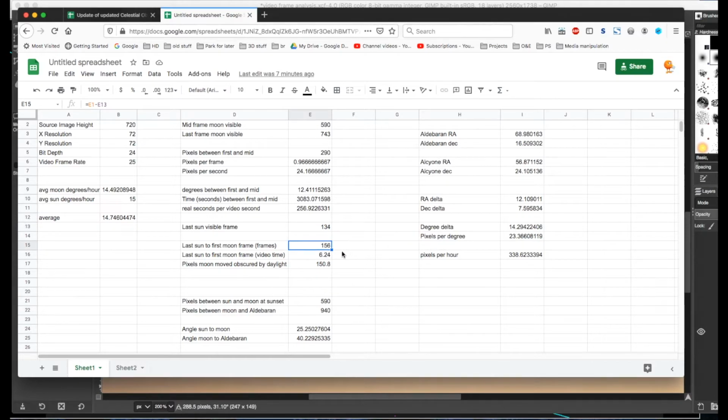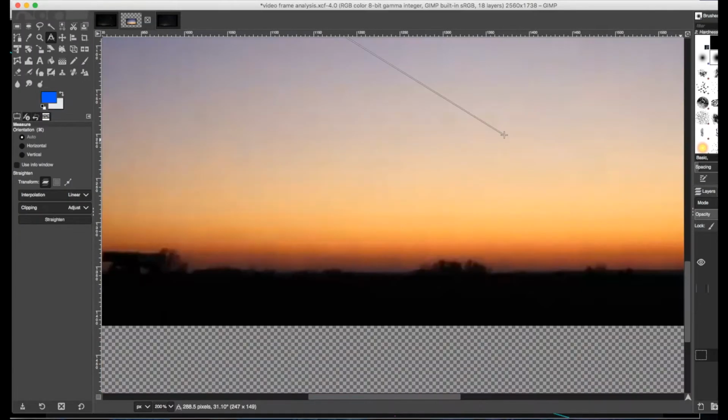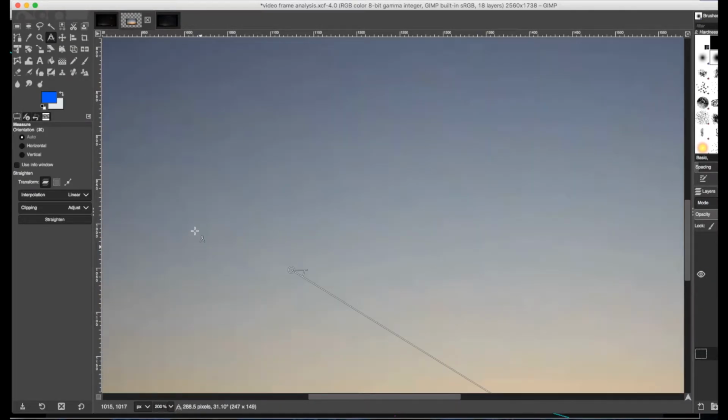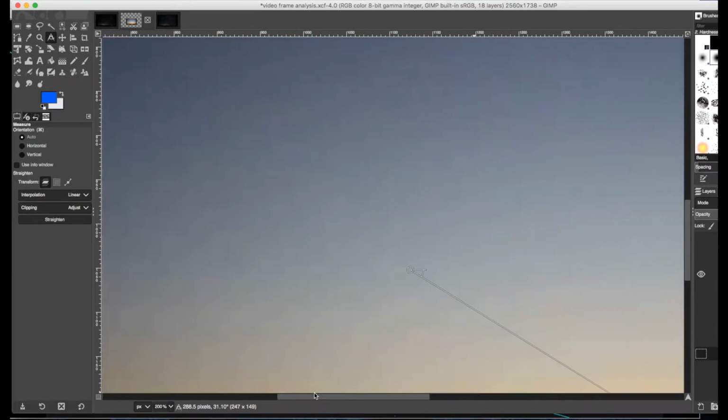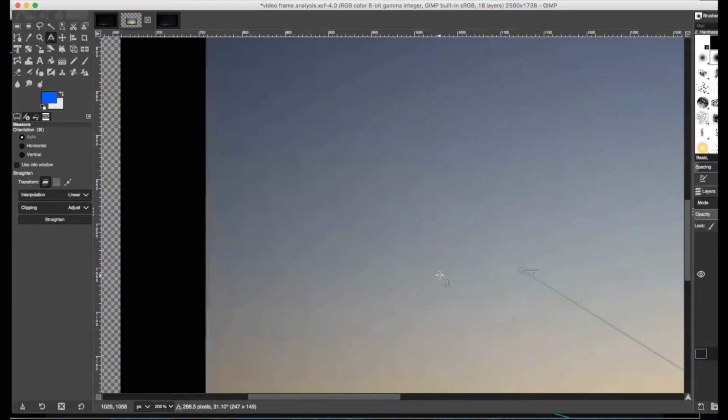So the next thing that I did was I worked out the last frame where I saw the sun appear, which was frame 134. There you can barely see where the sun was, and unfortunately you can't see the moon in this photo. I needed to find out where the moon appeared between this frame, which is the last frame that I could see the sun, and this frame where the moon appeared.